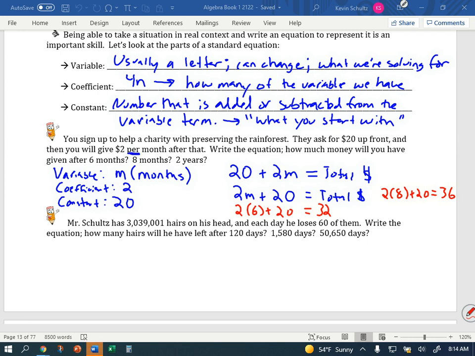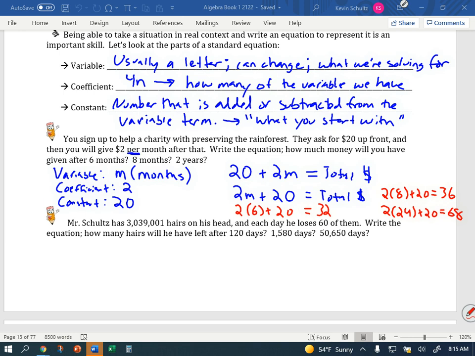Well, there's 12 months in a year, so you add 12 and 12. We have to plug in 24 to represent 2 years because our variable is in terms of months, right? So we have to convert 2 years to months. That's why I plugged in 24. 2 times 24 is 48 plus 20 is 68. Okay?